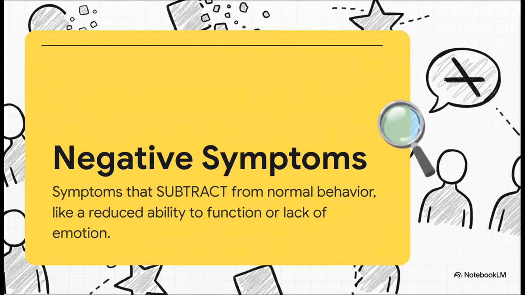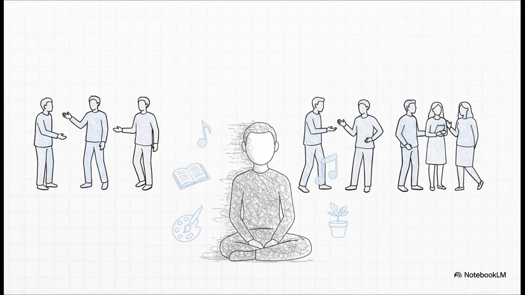Okay, so if positive symptoms are about adding things, you can probably guess what negative symptoms are. They're the opposite. It's about subtracting things, the absence or the toning down of normal thoughts, feelings, and behaviors. This can show up as a kind of emotional flatness, a toneless voice or a face that doesn't show much expression. It can look like someone pulling away from their friends and family, losing interest in things they used to love, or just not being able to take care of basic stuff like personal hygiene.